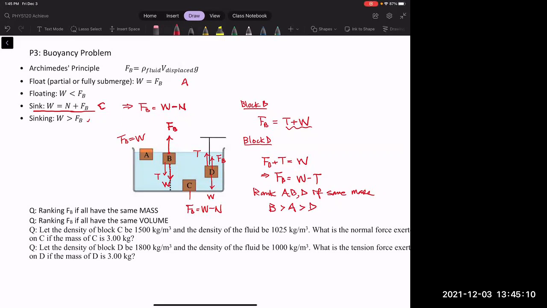I cannot compare D with C because this is a normal force and this is a tension force. I don't know which one is larger, unless we get more information, then we can do the calculation. So that's the ranking for the same mass.